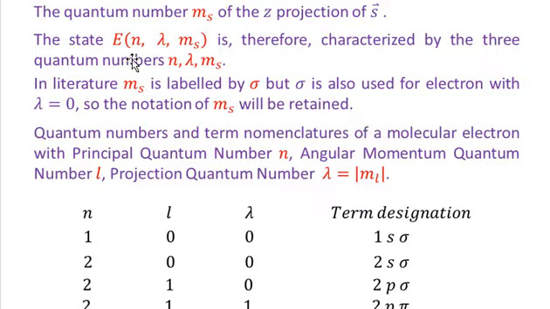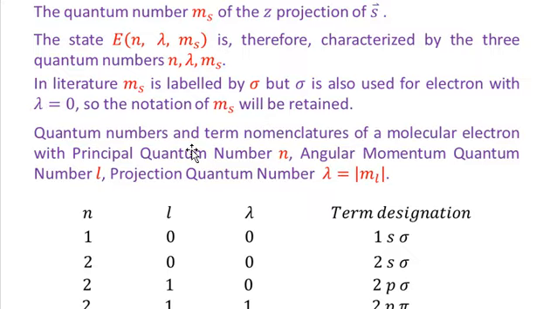So for the molecular state, n will be the principal quantum number, lambda will be the projection of the orbital quantum number, and ms will be the projection of the spin quantum number on the z-axis. In the literature, ms is labeled by sigma, which we shall retain, but lambda is also used for an electron with lambda equal to 0. We shall adopt the notation given in the literature, in which ms is labeled by sigma. So we shall use this notation.